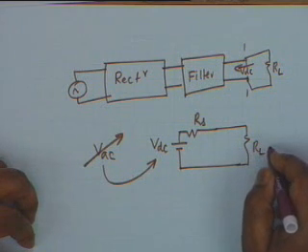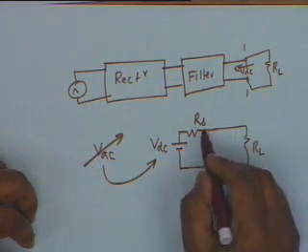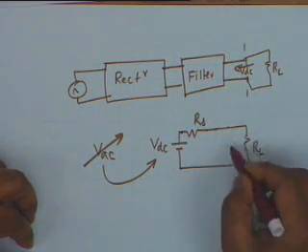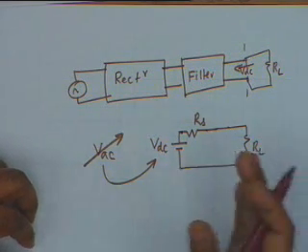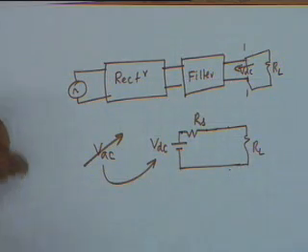If RL fluctuates, then the current drawn by the load fluctuates, and therefore the voltage drop in RS also fluctuates, which means that the load voltage fluctuates, all right. To counter both of these, we use a Zener, all right, and the circuit is like this, very simple circuit.